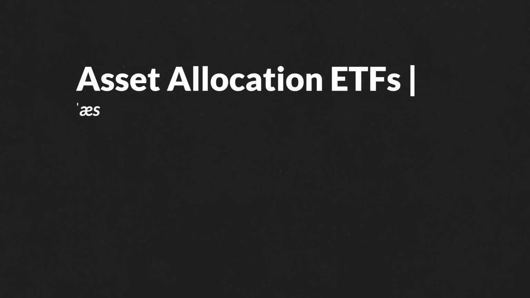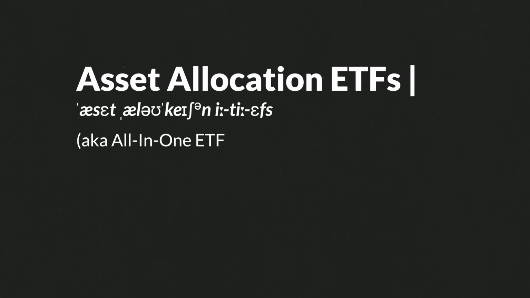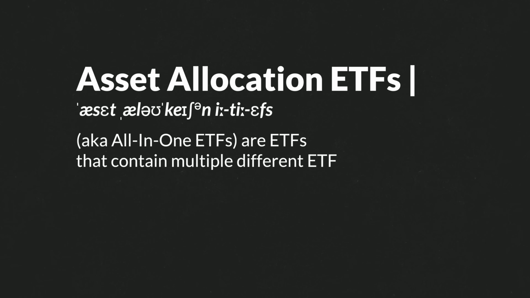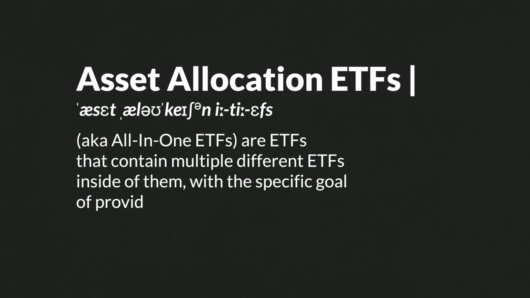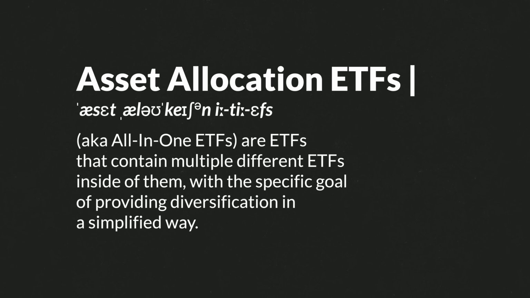Now, the other globally diversified ETF options that we know about that exist in Canadian dollars and that actually include Canada inside of them are the asset allocation ETFs. Now, that's an entirely other topic for a different video, but from a high level, asset allocation ETFs, which are also known as all-in-one ETFs, are ETFs that are made up of multiple different ETFs inside of it. And the goal is to give you diversification in a simplified way. So instead of you choosing multiple different ETFs to give you diversification and balance, you just pick one fund that does all of that for you, hence the all-in-one part.